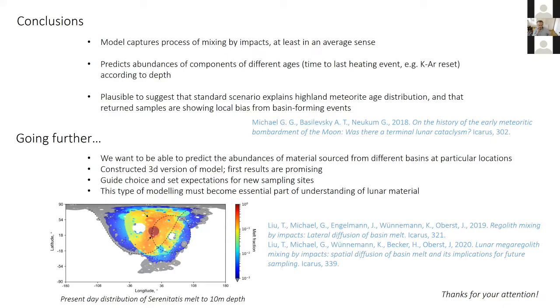The idea is that this kind of modeling can guide the choice and set expectations for new sampling sites on the moon. And eventually we think that this type of modeling has to become an essential part of understanding what lunar material is. Everything on the moon is connected with this recycling from impacts, and you can't understand what you're picking up without understanding how the impact mixing process occurs on the moon.